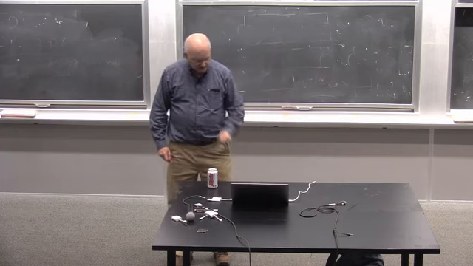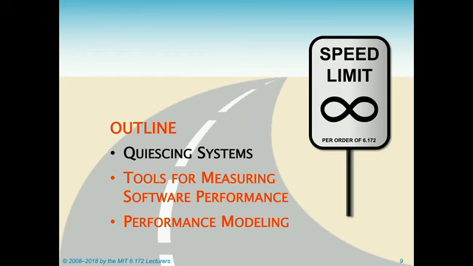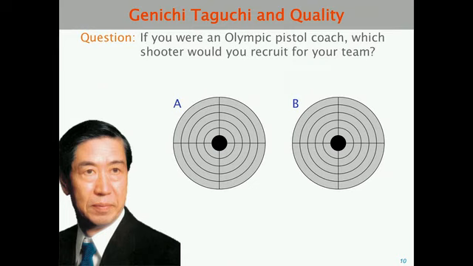So we'll start first with quiescing systems. Who knows who Junichi Taguchi was? Anybody here? No? He's very famous because he's the one who made our automobile industry produce reliable cars. Okay? Very, very famous fellow. He did a lot of different things. I'm going to point out one of the things that he observed.